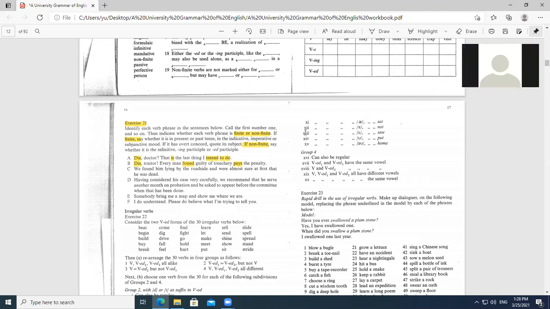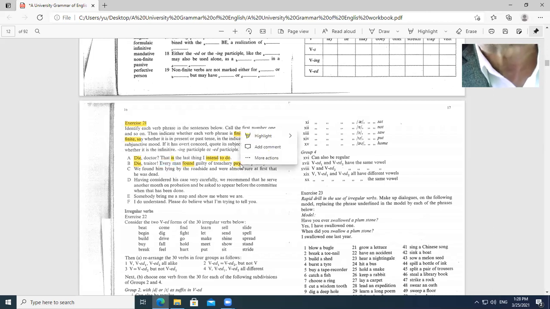We have concord: every man pays. There is agreement between the subject, every man, and the verb pays. Yes, the agreement between the subject and the verb.